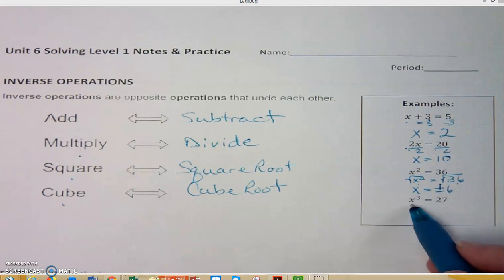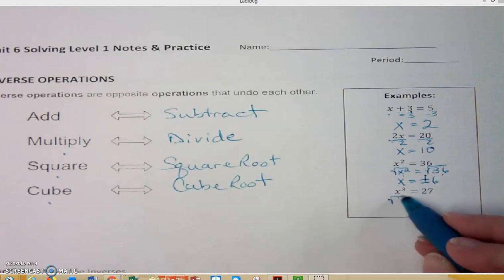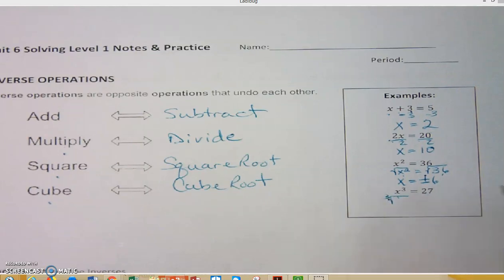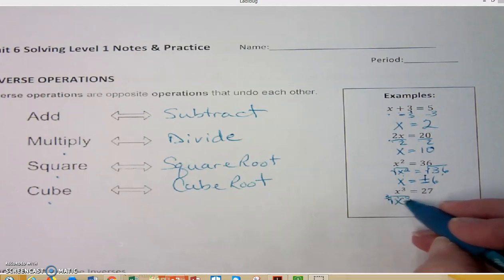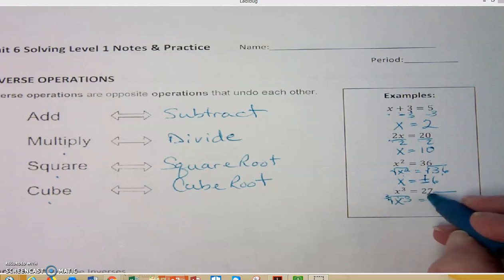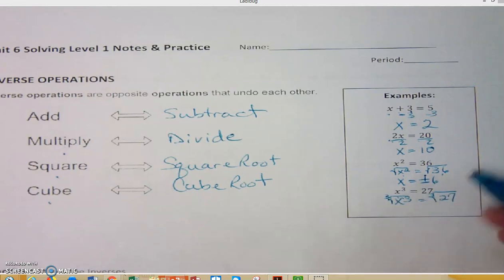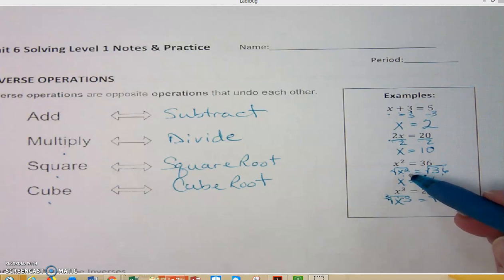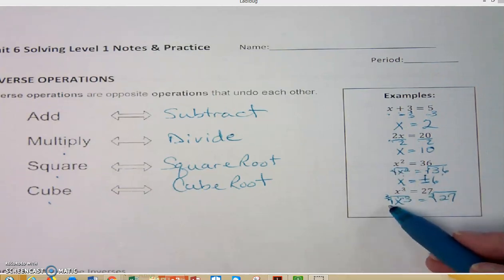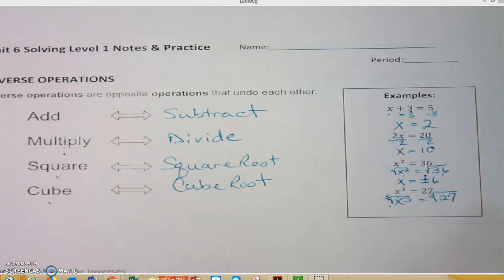So if we have x to the cubed power, we're going to take the cube root. So we're going to do a radical with a little 3 here of x cubed equals the cube root of 27. Remember, when we take the square root, you don't have to put a 2 here. It's understood to be 2. But if you have any number besides 2, you need to put that number there.